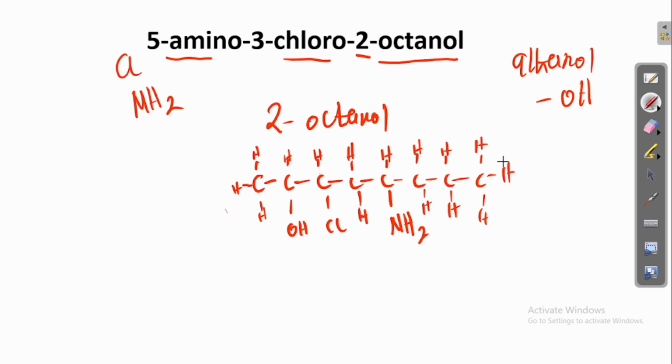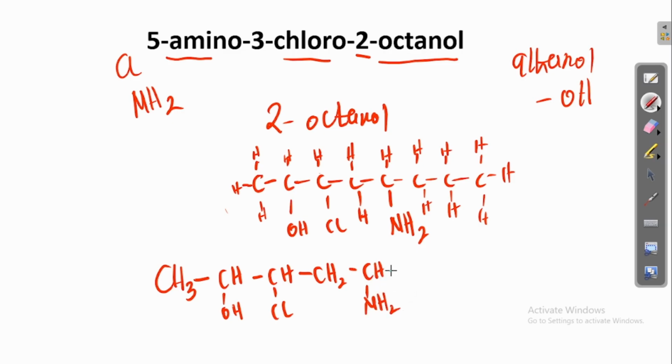The next thing to do here is to group them. So here we are going to have CH3, right? Then next is going to be CH, here we have OH. Can you see that? Here we have CH, here we have Cl, next is CH2, next is CH, here we have NH2, here we have CH2, here we have CH2, here we have CH3. This is now the 5-amino-3-chloro-2-octanol. That is it.